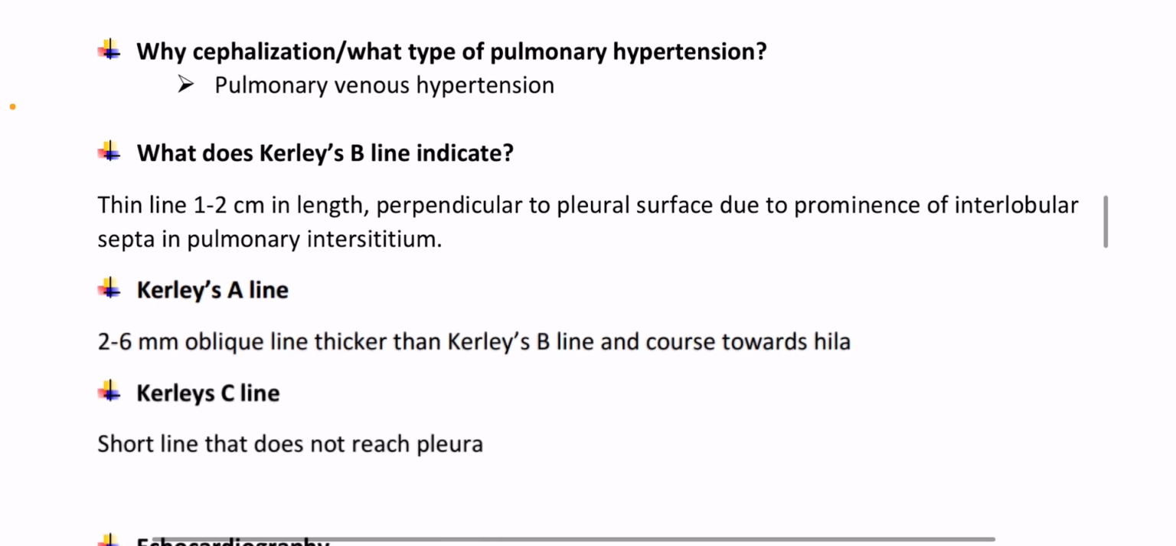Why cephalization? What type of pulmonary hypertension? Pulmonary venous hypertension. What does a Kerley B line indicate? This is a thin line 1 to 2 cm in length, perpendicular to the pleural surface, due to prominence of interlobular septa in the pulmonary interstitium. Kerley A line: 2 to 6 mm, an oblique line thicker than the Kerley B line, and directed towards the hilum. Kerley C line: short line that does not reach the pleura.